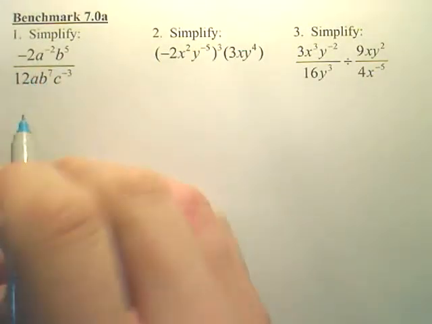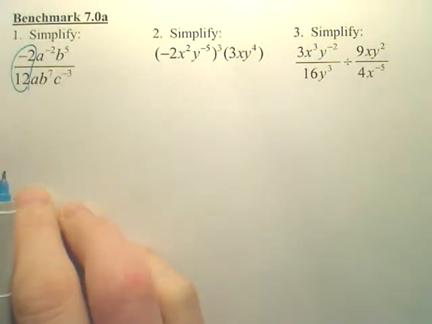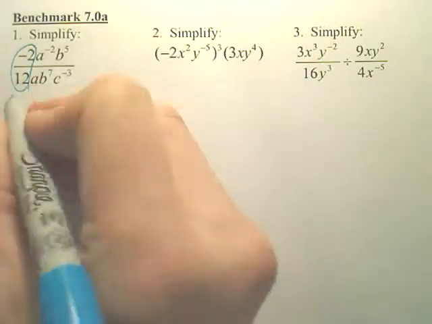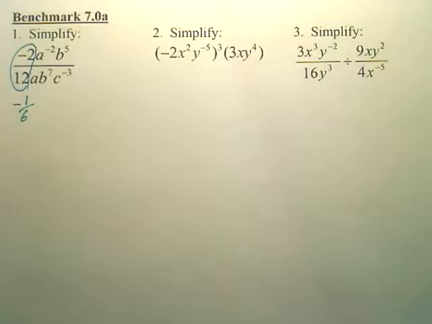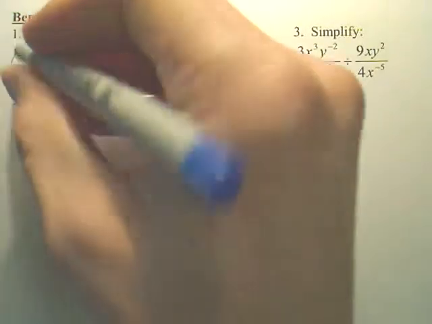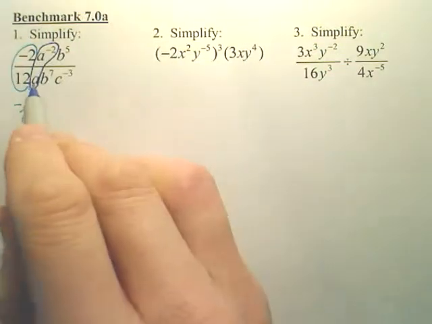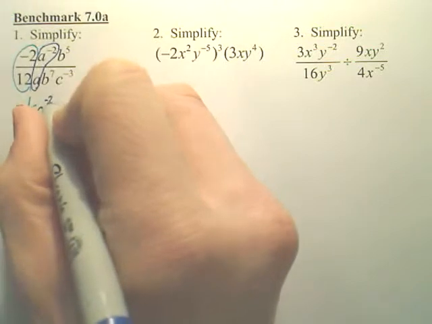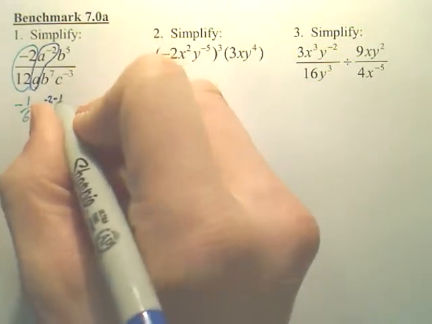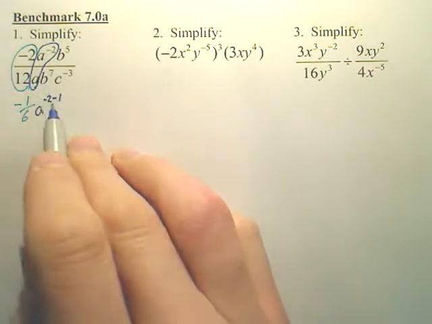If I want to simplify this, first thing we do is focus in on the numbers. Negative 12, negative 2 divided by 12. That reduces to negative 1/6. Next, focus on the a values. Now you hopefully understand that's a to the first. So you're going to have a to the negative second minus 1. Again, when you divide, you subtract powers, so it's negative 2 minus a 1.